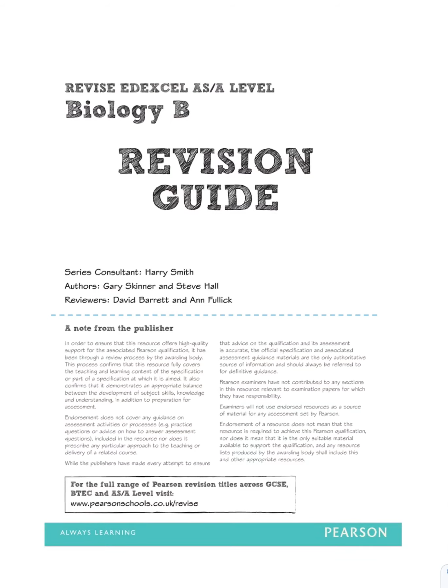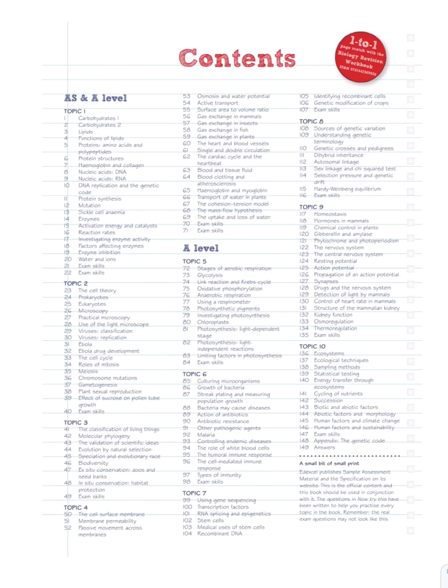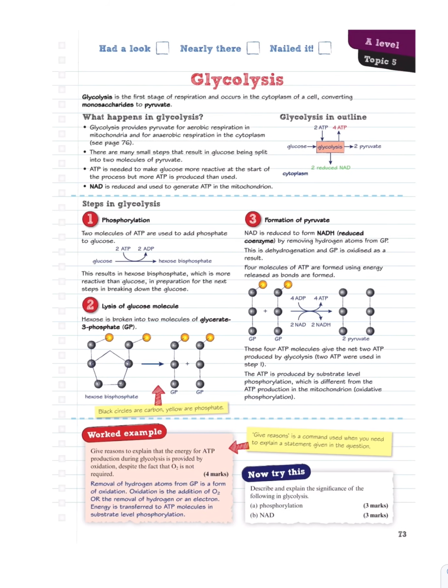Hey guys, and welcome. Now we're going to be doing the Edexcel A-Level Biology B revision, and we are doing glycolysis. So glycolysis is the first stage of respiration and occurs in the cytoplasm of the cell and converts monosaccharides, so here glucose, into pyruvate.